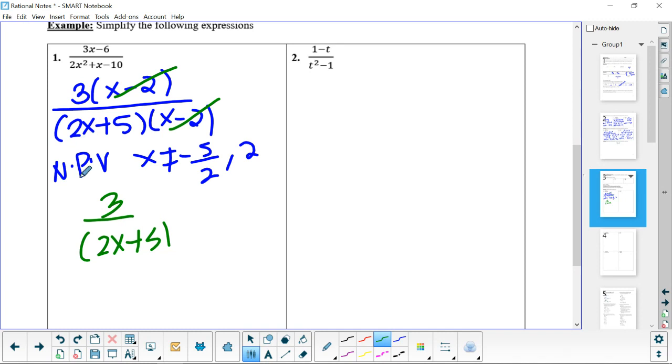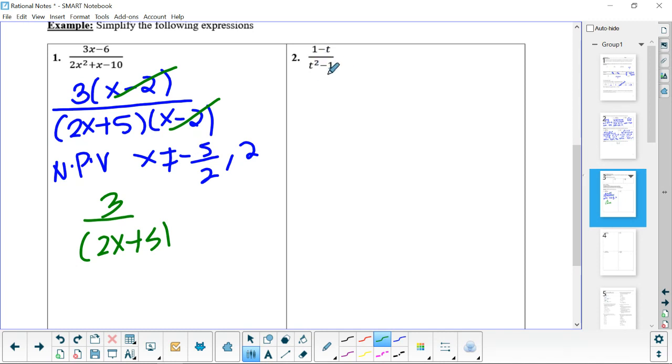Remember one thing, whenever you're looking for non-permissible values, you're always looking at your original expression. So you're not looking at your simplified answer, okay? Because if you see here, your non-permissible value would be only x not equal to -5/2, right? But if you look here, before you cancel out these common factors, your non-permissible values are -5/2 and 2. So always find the non-permissible values before you cancel out the common factors.